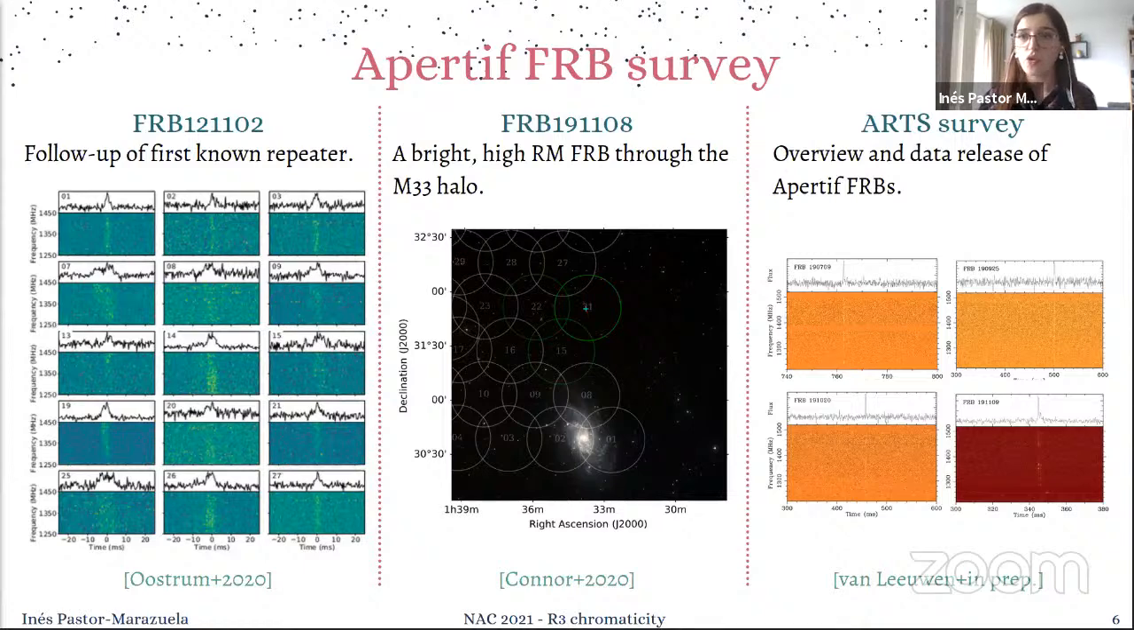We also focus on looking for new, previously unknown non-repeaters. One example of this work is presented in Connor et al. 2020, where we show the properties of a bright, high rotation measure fast radio burst that pierces the M33 halo. And we are currently working in the ARTS survey overview and data release of Apertif FRBs. But now moving back to our source, R3.